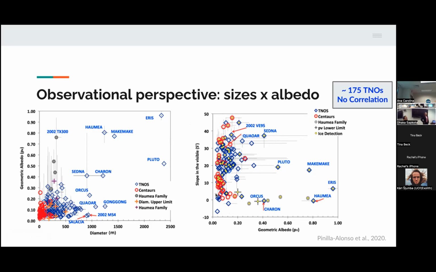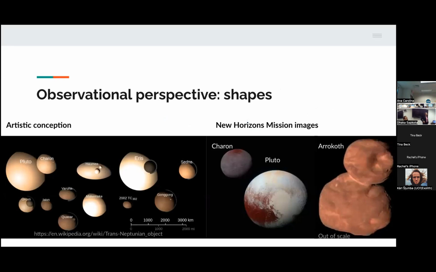I'd like to call attention to the fact that we have more than 3,000 TNOs discovered so far, and only 175 have those parameters measured. So we have too much to discover about this population. And we also have some information about the shapes. Some of them are very spherical, others are elongated, and that is also Arrokoth. Those ones are models, and those are really pictures from the New Horizons mission. And these are out of scale.